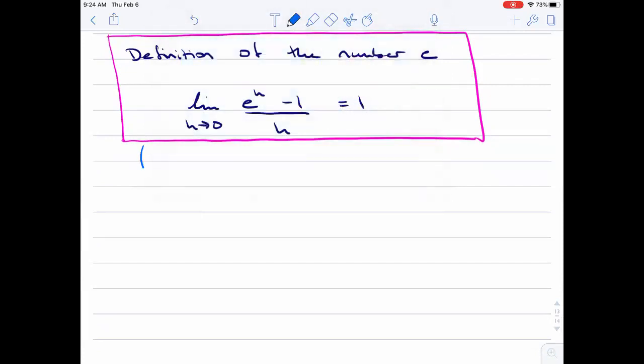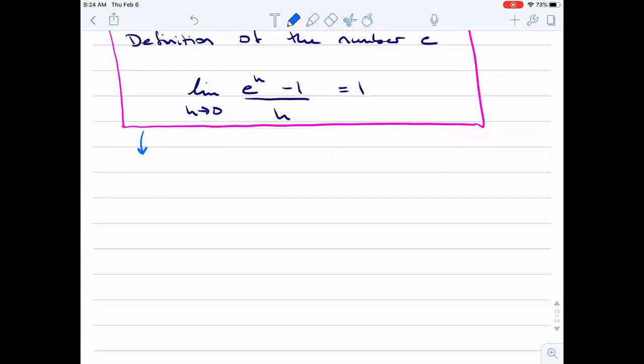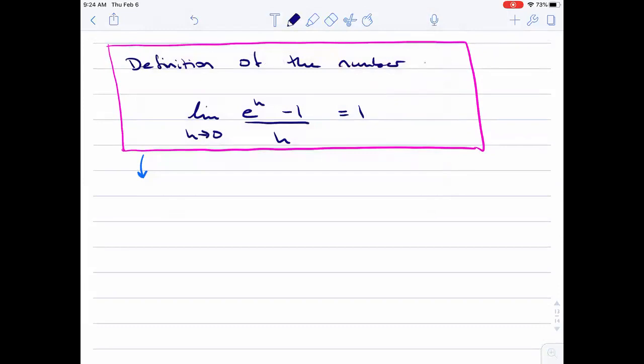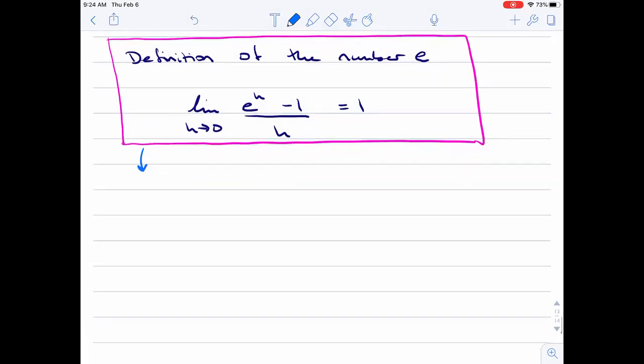So what does this mean? This means that out of all the exponential functions, b to the power of x, if we have e to the power of x, then the slope of the tangent line, because e to the x passes through 0, 1, at 0, 1 we've got a slope of 1 for the tangent line. And so we're going to use that.